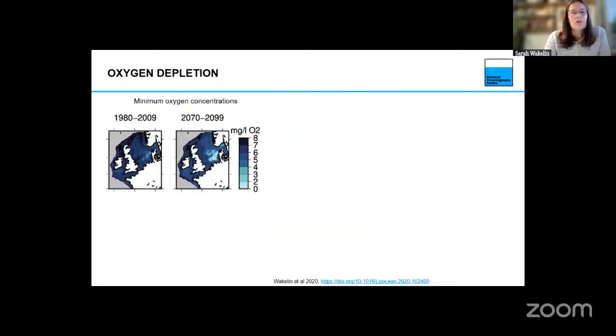So we wanted to use this model to look at oxygen depletion. This is important for ecosystem health.